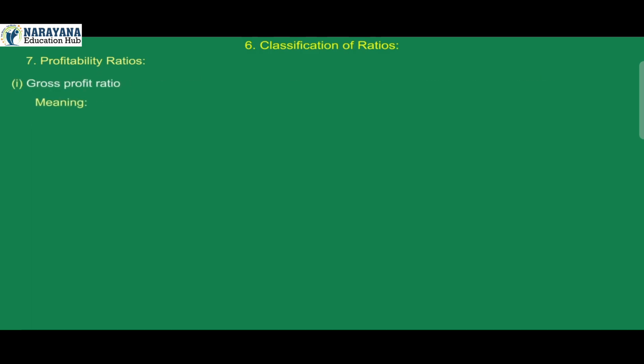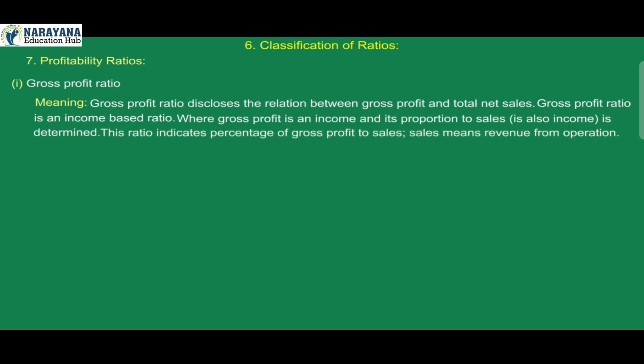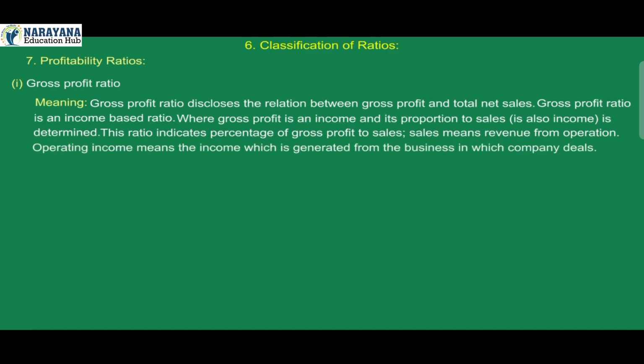1. Gross profit ratio. Meaning, gross profit ratio discloses the relation between gross profit and total net sales. Gross profit ratio is an income-based ratio, where gross profit is an income and its proportion to sales is determined. This ratio indicates percentage of gross profit to sales. Sales means revenue from operation. Operating income means the income which is generated from the business in which company deals. Sales mean net sales, that is, sales less sales return.